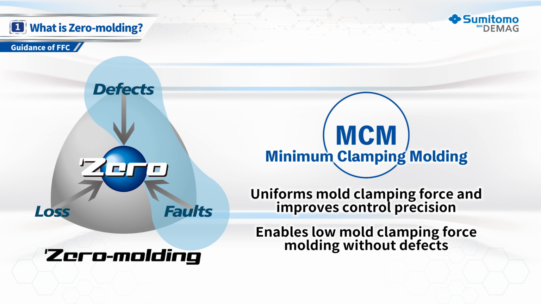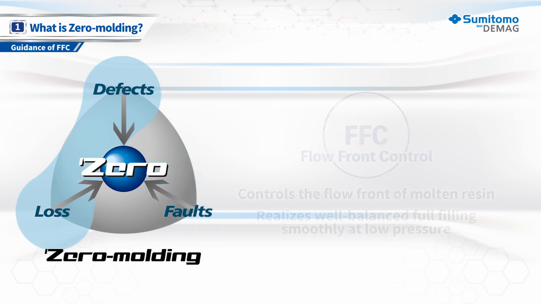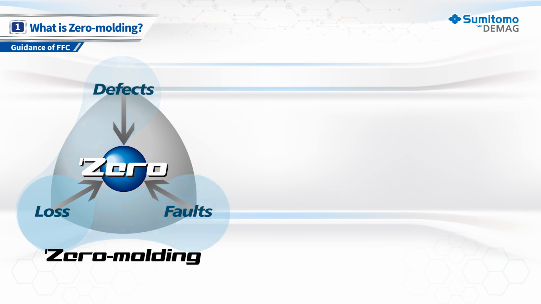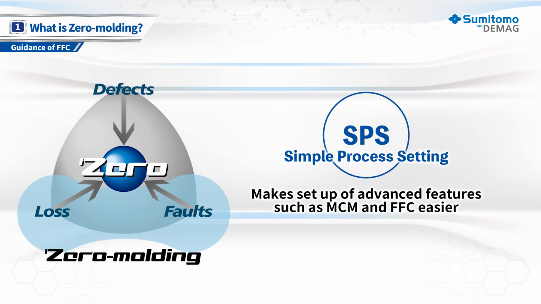MCM, that enables low clamping force molding without defects, by equalizing the mold clamping force and improving control precision. FFC, that controls the material flow front, and realizes cavity-balanced full filling smoothly at low pressure. And SPS, that helps to set and operate these functions easily.